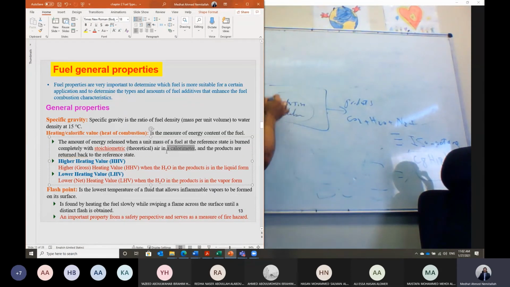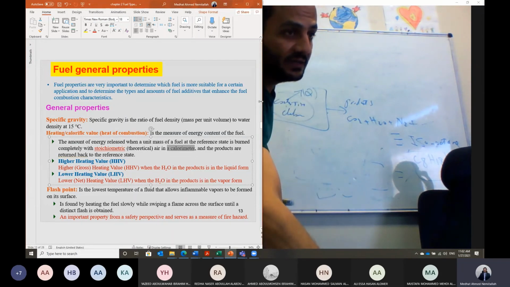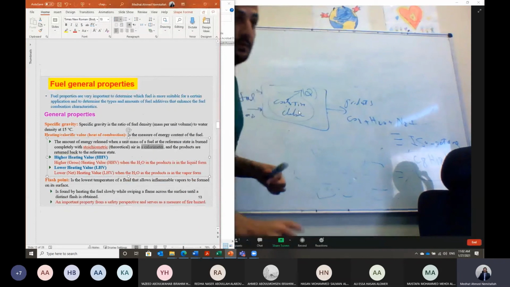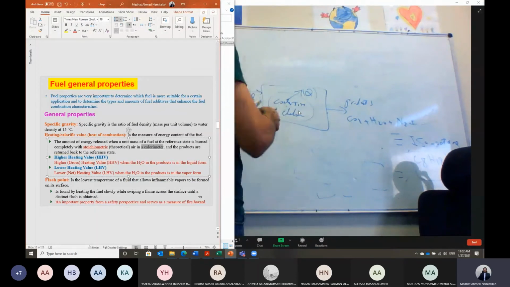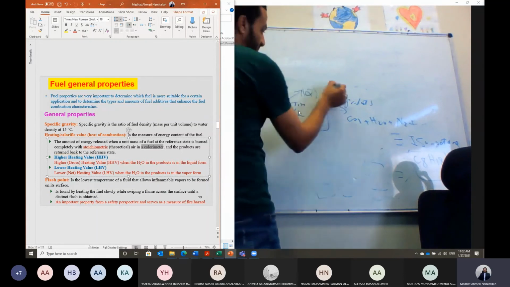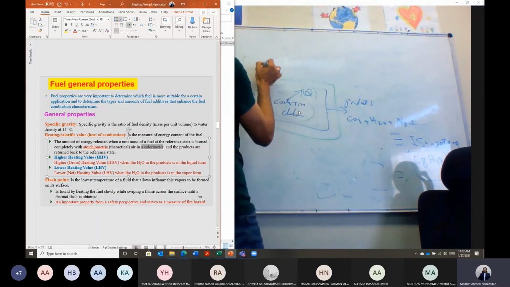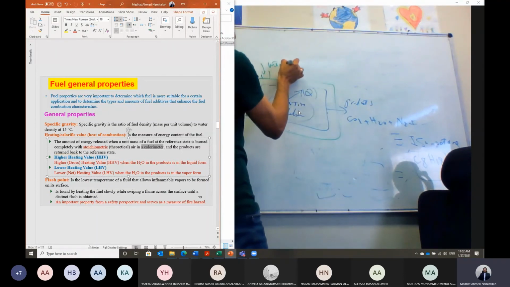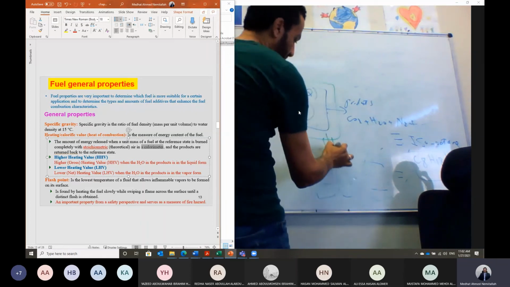Due to the combustion process, some heat will be released in this case. Then we can just pass some cooling water around this, actually the bomb calorimeter. We have water coming in, and this water is leaving here.